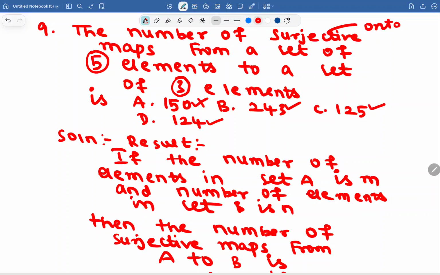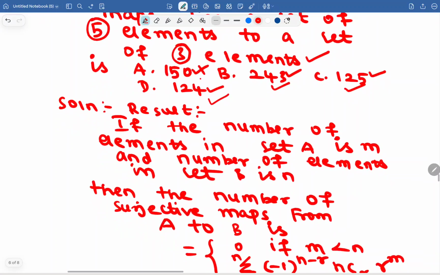Problem number 9 is given as: number of surjective, that is onto, maps from a set of 5 elements to a set of 3 elements. Check the options: first option 150, second one 243, third one 125, fourth one 124. I am going to use the result.